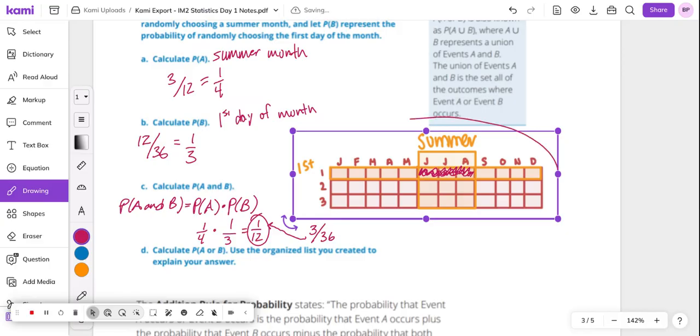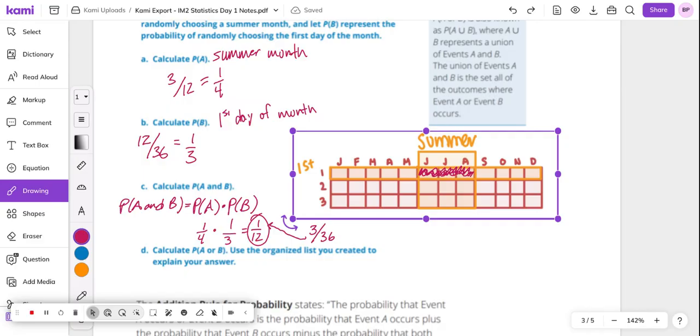So you can see in our sample space with this picture here that 3 possibilities out of the 36 satisfy 1, that it's a summer month, and 2, that it's the first day of the month. 3/36 reduces to 1/12. So once again, this product rule, probability of A times the probability of B, it works.